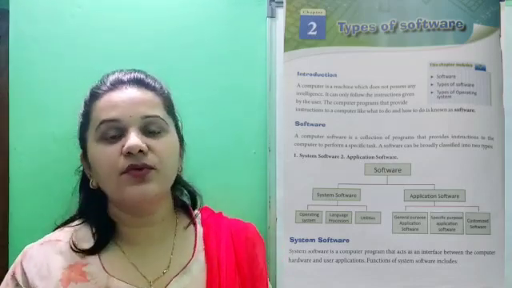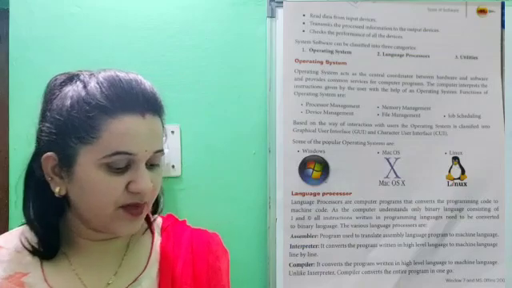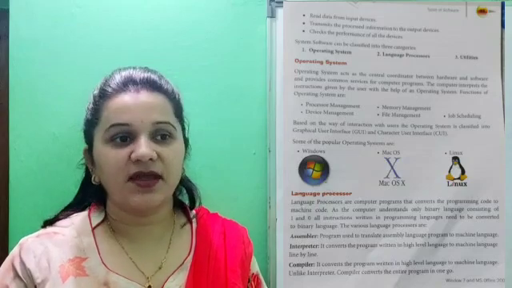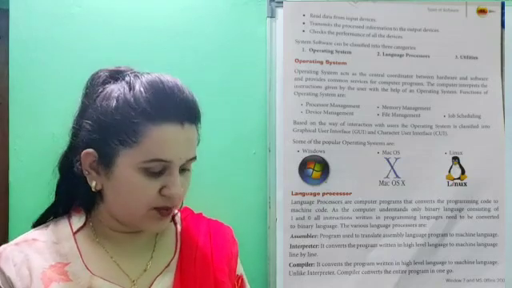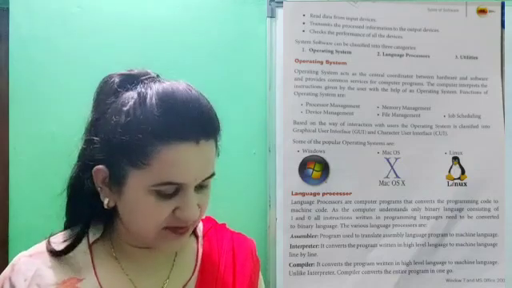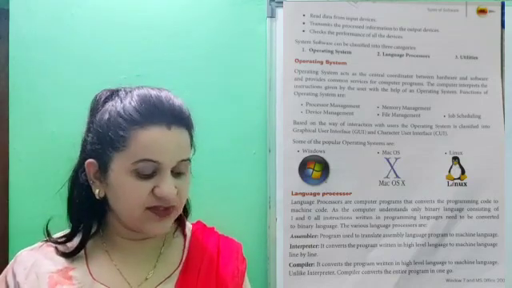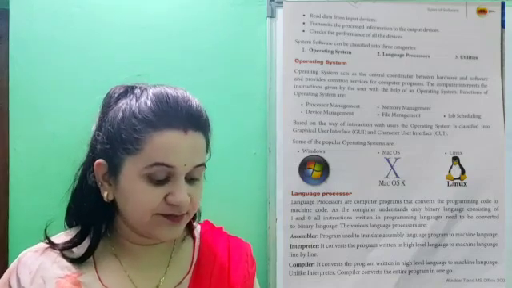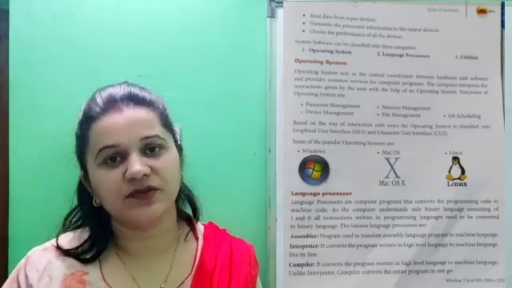Operating systems, what do they do? They act as an interface between the user and the computer hardware. It makes sure that the computer works properly and that all the devices are managed and work properly. We have studied about the four functions of operating system: processor management, memory management, device management, and file management. Later on, we have studied about popular operating systems like Windows, Mac OS, Linux. These are the examples of operating systems.